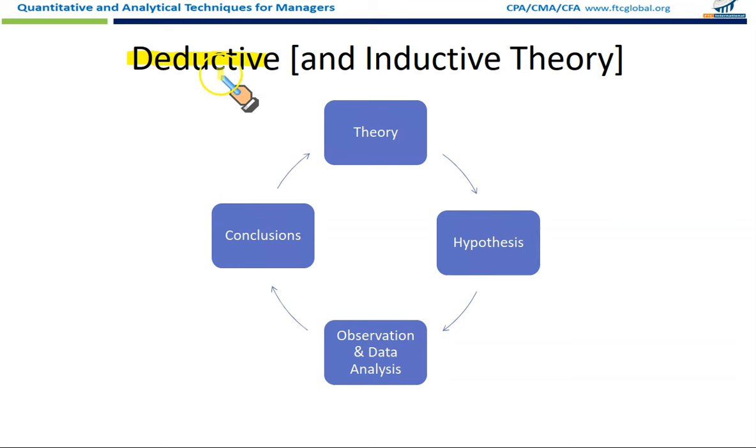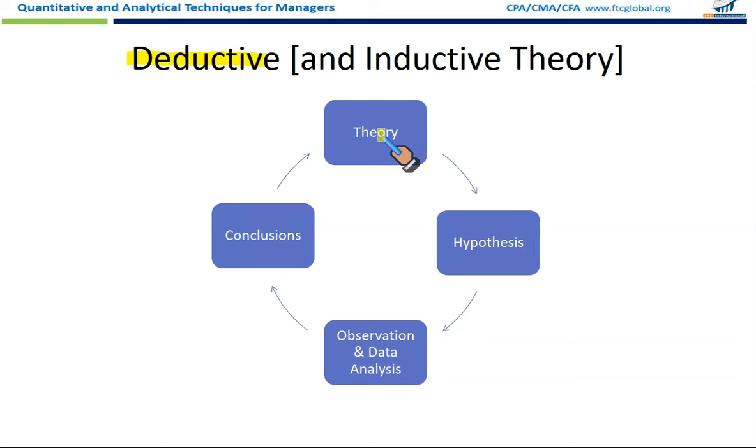So in deductive reasoning, you start with the theory, you make a hypothesis, you observe, and then conclude. But in inductive reasoning, you start with an observation, a specific observation or data. For example, you notice that every swan you see at the lake has wings.